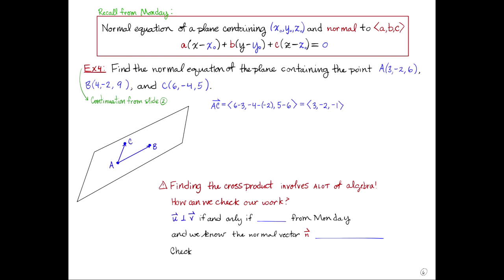-1. When we're taking the cross product between 2 vectors, those vectors need to lie tail to tail. In our first vector, the tail is A, so in our second vector, we need to find AB. That is equal to 4 minus 3, -2 minus -2, 9 minus 6, which simplifies to 1, 0, 3.